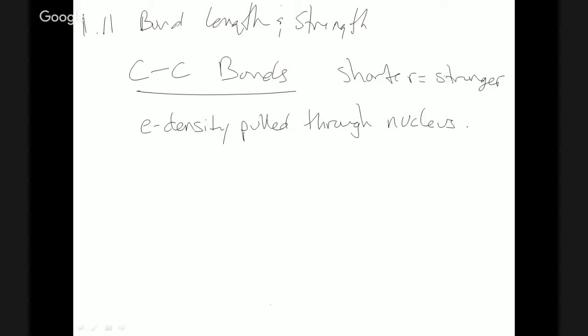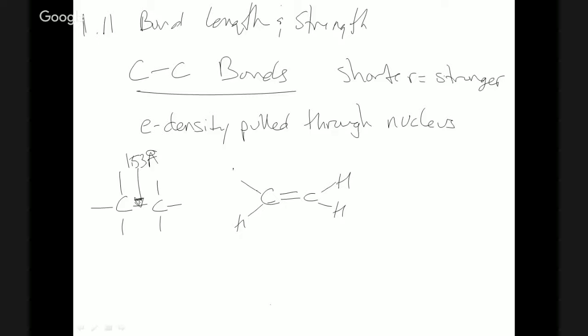So let's look at some examples. We have carbon-carbon bonds here. 1.53 angstroms. I am not going to make you list numbers. I want you to understand principles. 1.53 angstroms is the distance of a carbon-carbon single bond.